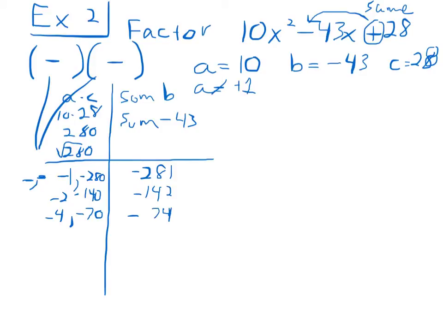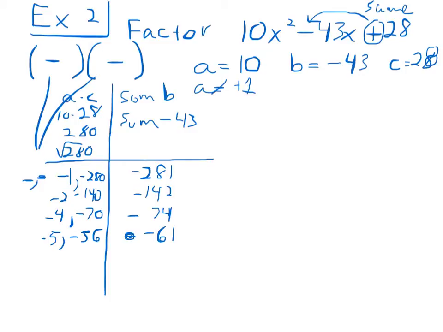Let's see. It ends in a 0, so it should be divisible by 5. So 280 divided by 5 is 56. So negative 5 and negative 56. Okay, the sum of those would be negative 61. Oops. I'm getting closer to my negative 43, right? So I'm on the right track.